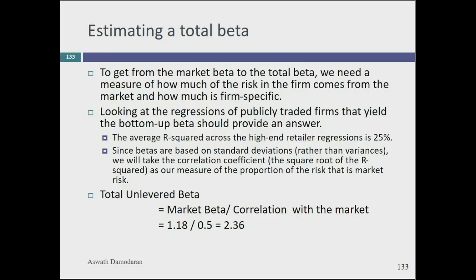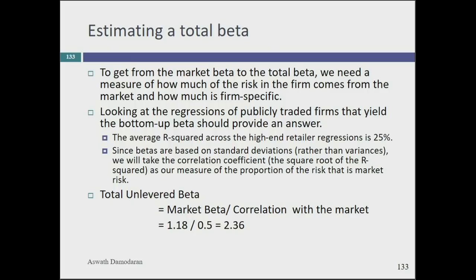Probably the R-squared. If you look at the R-squared, that's exactly what it measures, right? The R-squared tells you what percentage of the risk in each of these stocks, I mean, what percentage of the variance of each stock, to be precise, comes from the market. Now, when I originally concocted total beta, I used to use the average R-squared, and then I stopped and realized I had a problem, because beta is a standard deviation concept. It's not a variance concept. It comes from standard deviation.